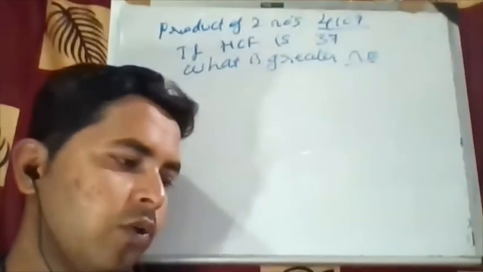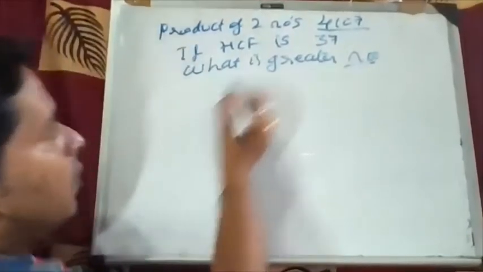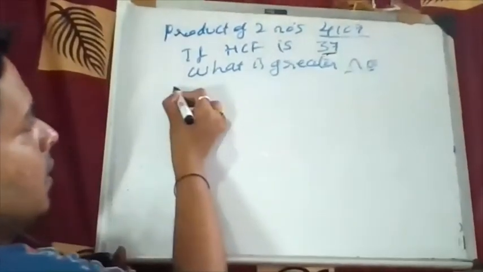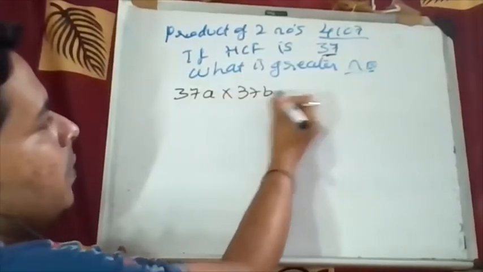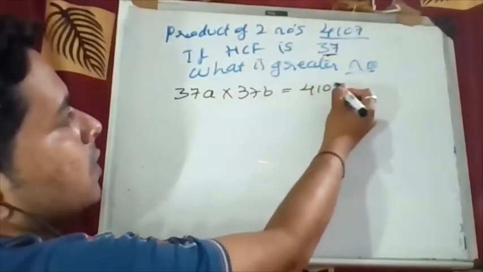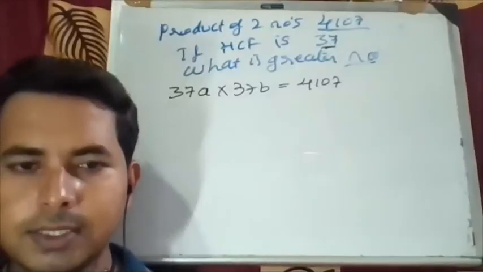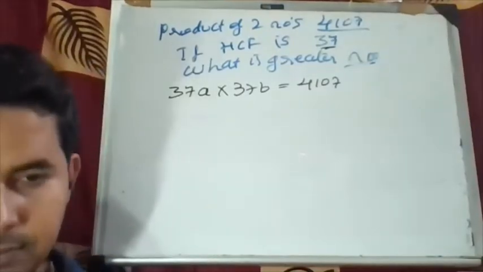Okay, so how to find it? Same way, what is the HCF? 37. So 37 into A and 37 into B, 4107. Okay, try करो इसको. Just tell me the answer. क्या आएगा? 3, sir.